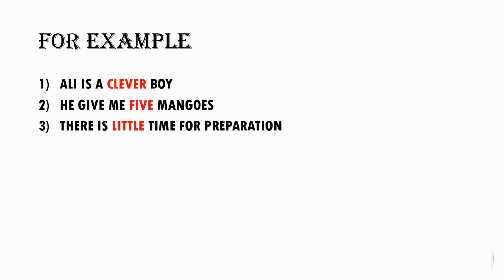In the second example, he gave me 5 mangoes. So in this sentence, 5 is an adjective because 5 shows how many mangoes he gave me. In the third example, there is a little time for preparation. So in this sentence, little is an adjective because a little shows how much time there is for preparation.